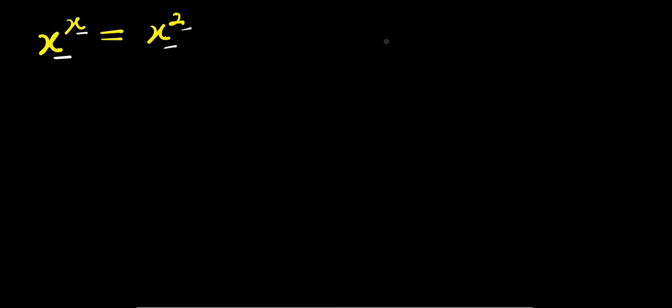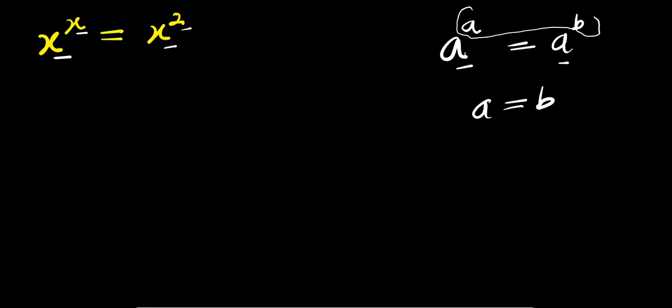Now, if you consider this identity, if you have a power a equals a power b, considering the fact that the two bases are the same, that means I can equate the exponents, meaning a equals b. We can apply the same identity here because the two bases are the same, so we can say that x equals 2.